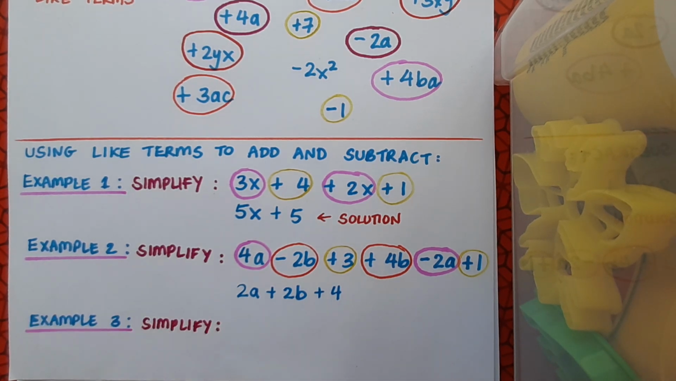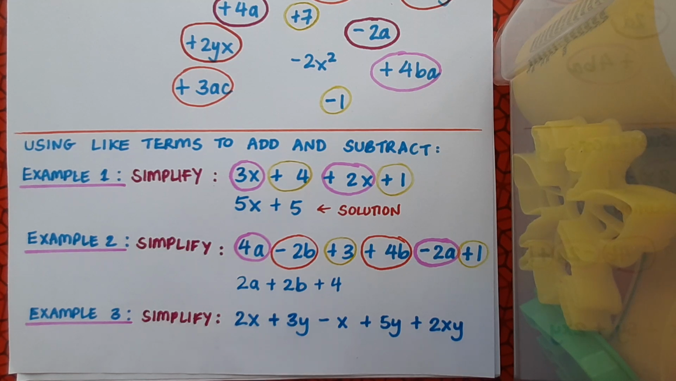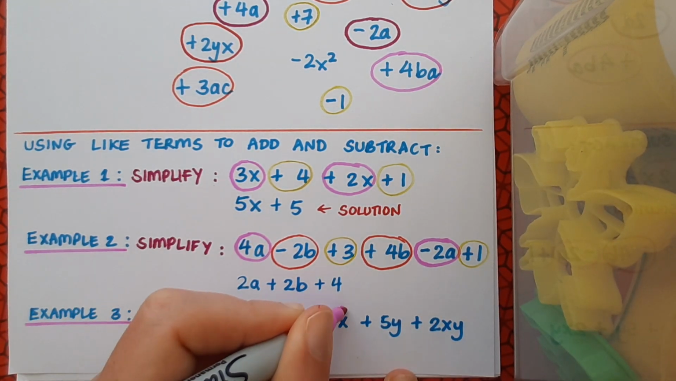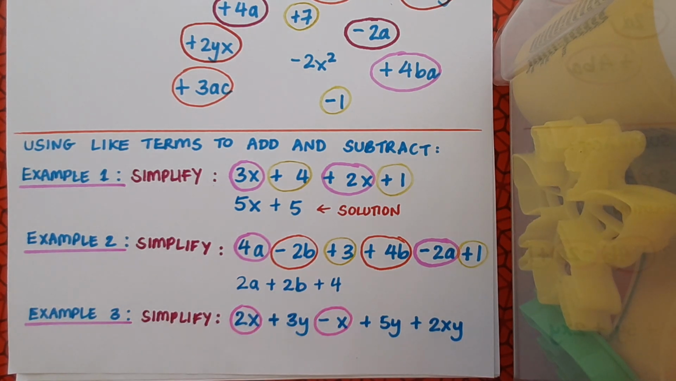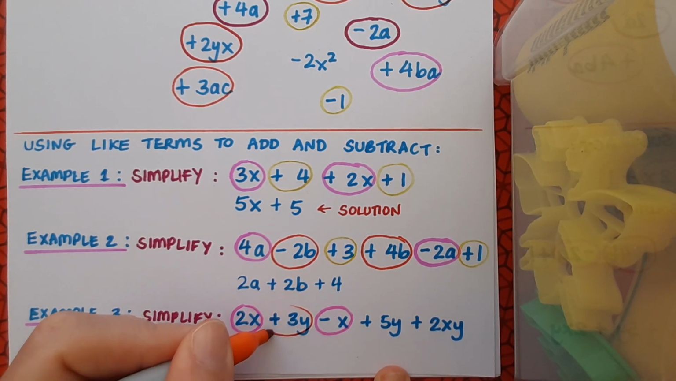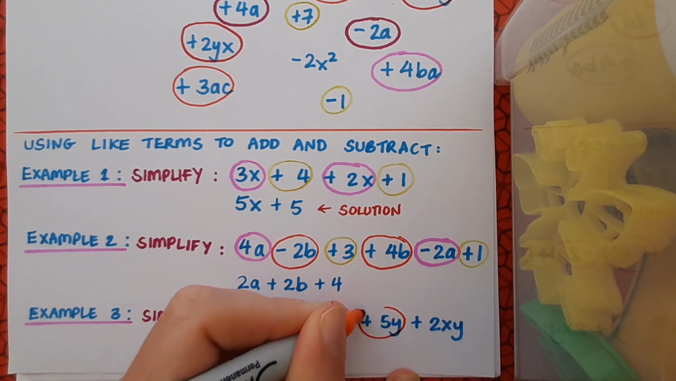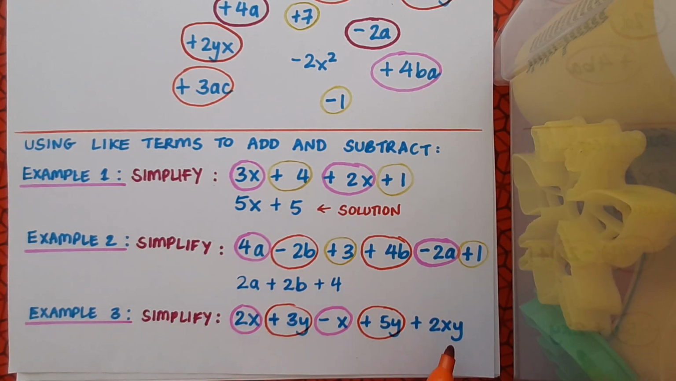Okay, let's look at the third example. This time I'm asked to simplify 2x plus 3y minus x plus 5y plus 2xy. Again, write this in your copy and then pause the video while you identify the like terms. Okay, so in this case, my like terms are 2x and minus x. I've got plus 3y, which matches up with plus 5y. They both end in y. And this term at the end, 2xy, doesn't have any like terms. No other terms end in xy.